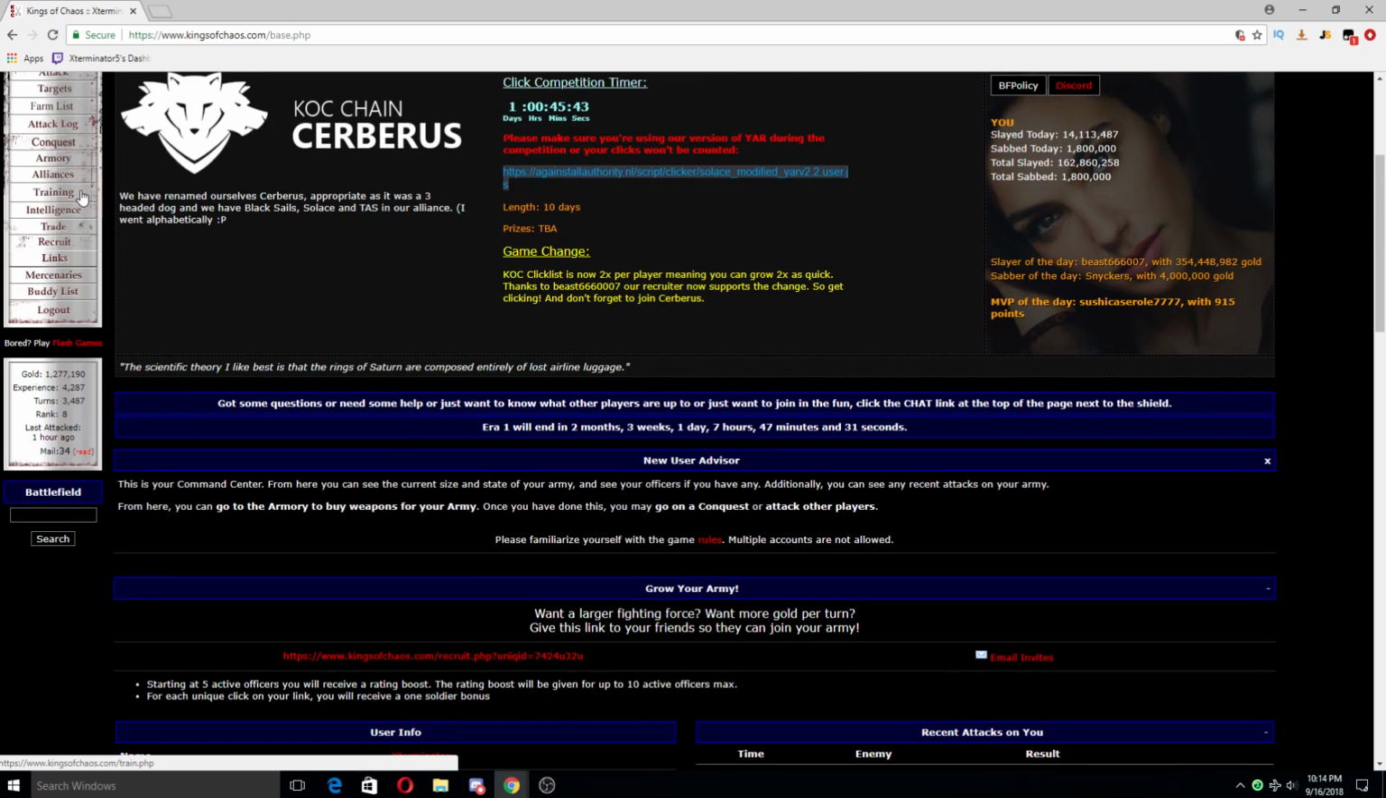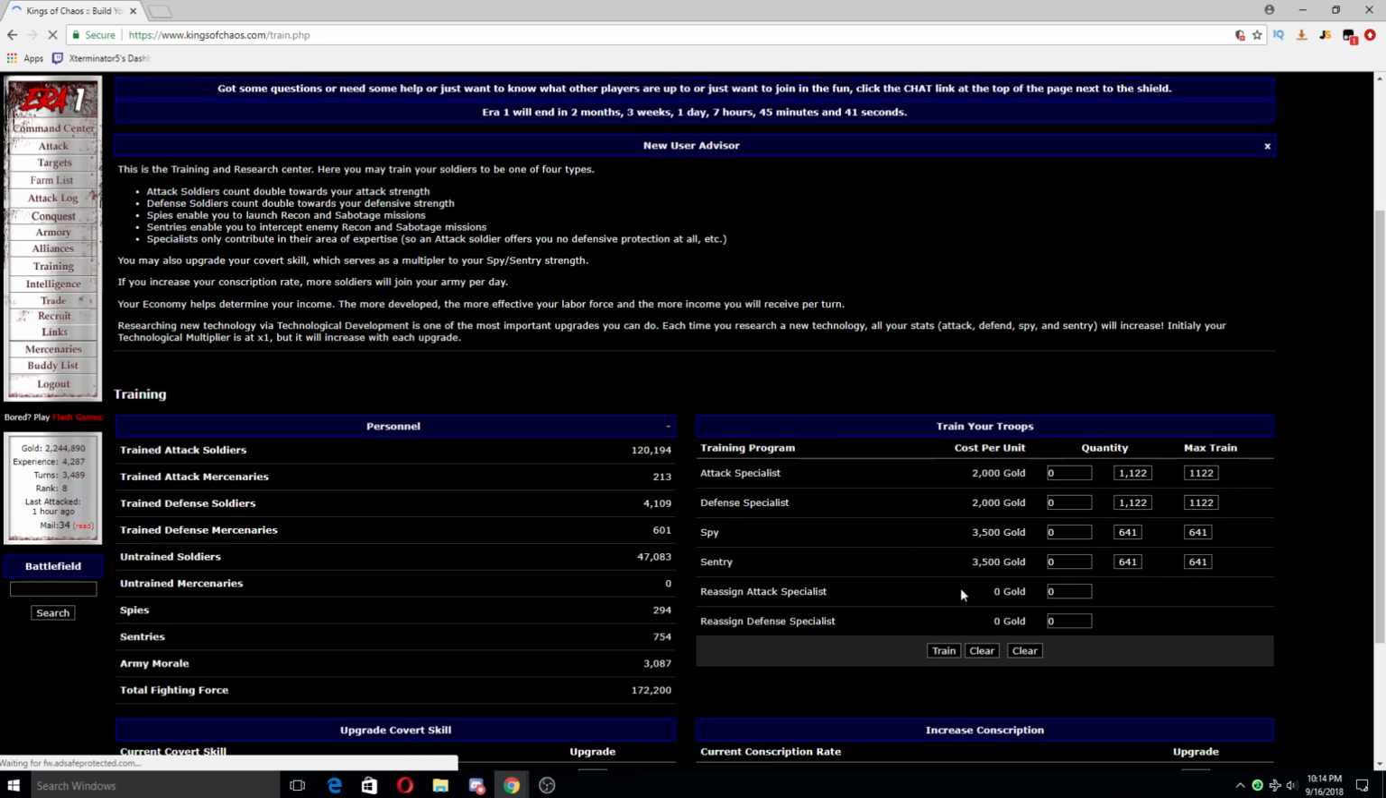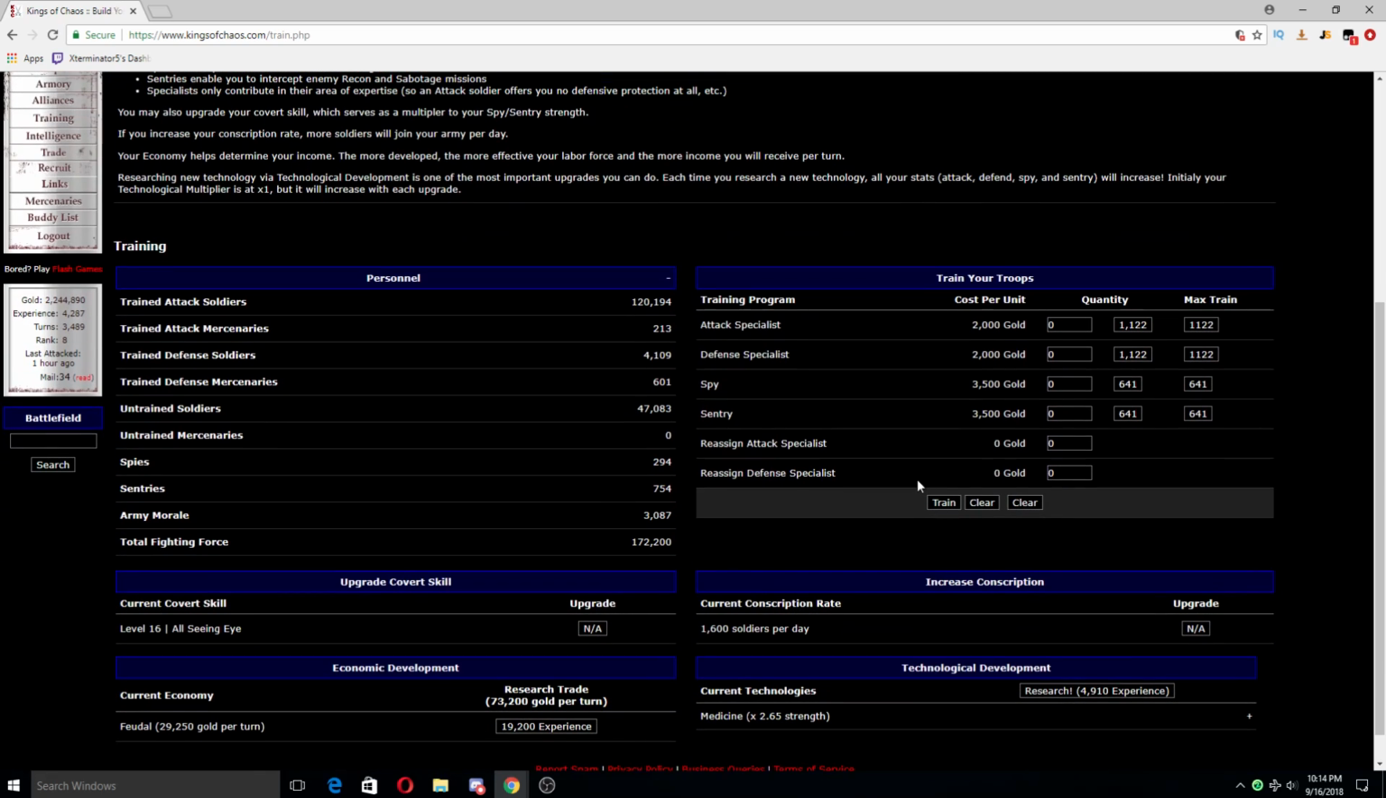So let's start with just the general tips. We're going to go to training. And we're looking at this because there's some special things to take note of here. Basically, if you are any decent sized account, army size wise, total fighting force, TFF, anywhere above like 10,000 or so, even if it's less than 10,000, this is still decent practice: you want to train as many units as you possibly can.